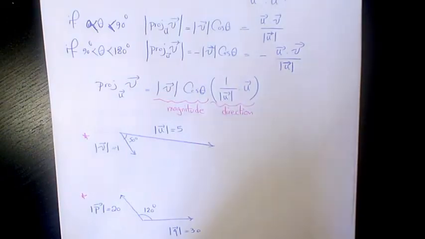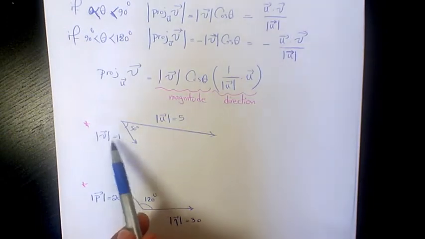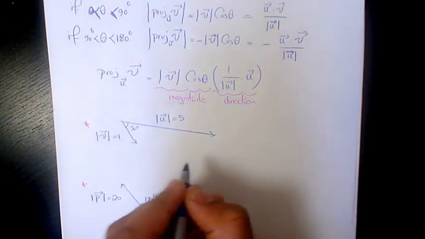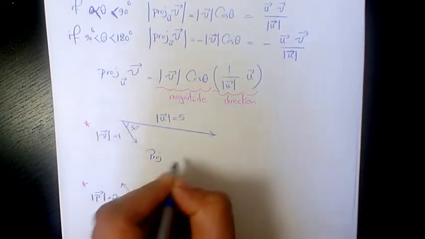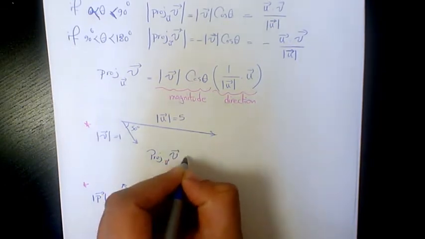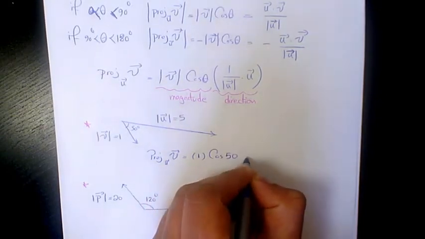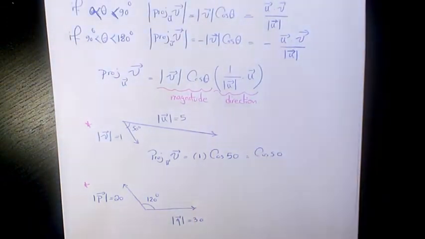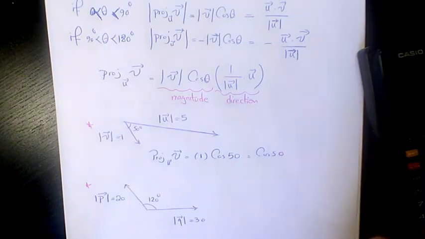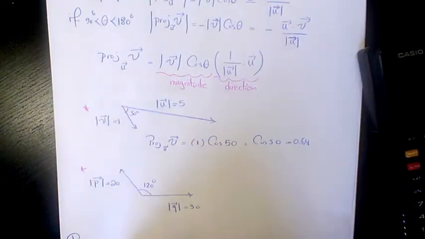Let's see some examples. Here we have two vectors and we want to find the projection of V over U. We have the projection of V on U. That's going to be 1 times cosine 50, which will be cosine 50, and that's going to be equal to 0.64.